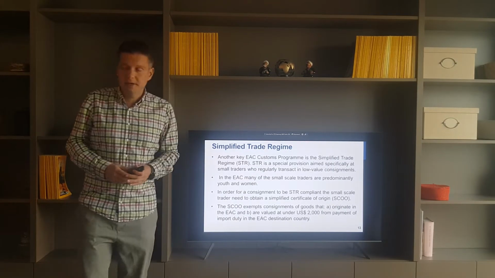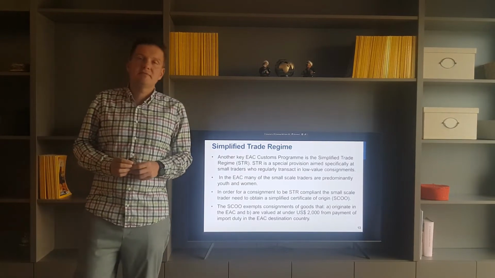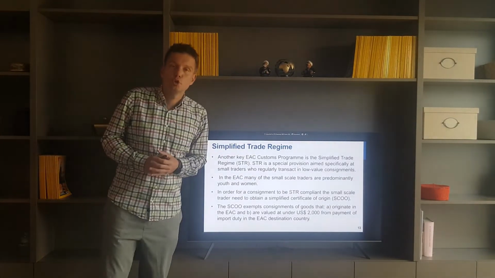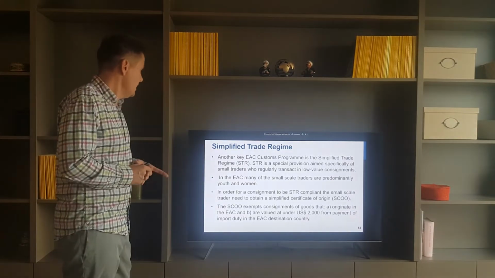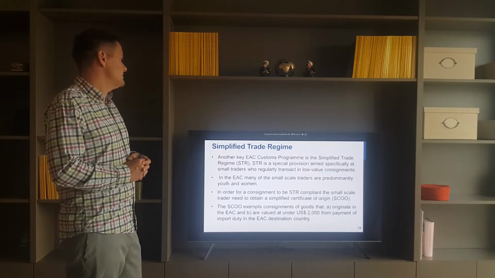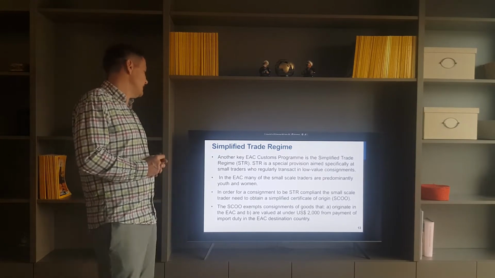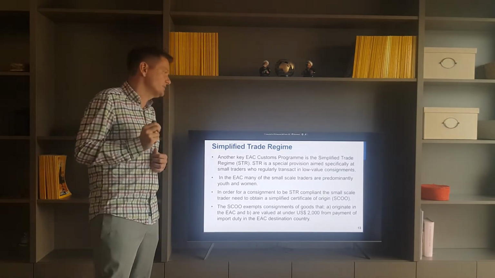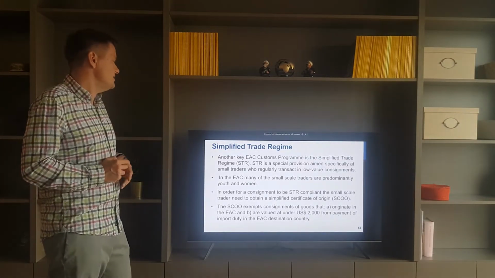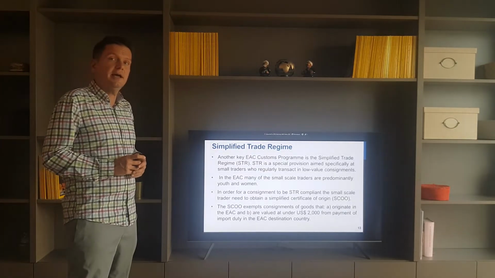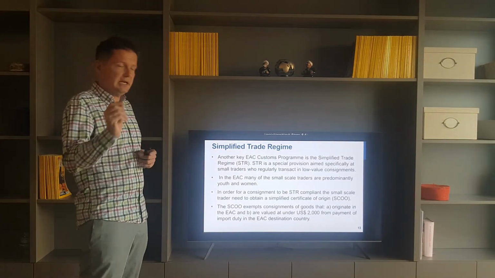Another worthy subcomponent of the East African Community's Custom Modernization Program is the Simplified Trade Regime. Okay, the Simplified Trade Regime is a special provision aimed specifically at small traders who regularly transact in low-value consignments. In the EAC, many of the small-scale traders are predominantly youth and women, and they are targeted, but not exclusively.